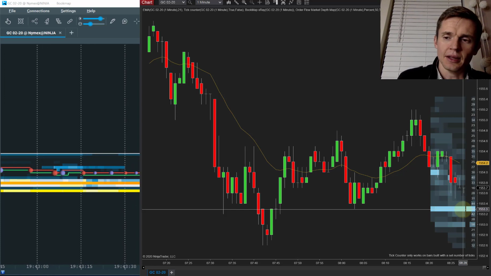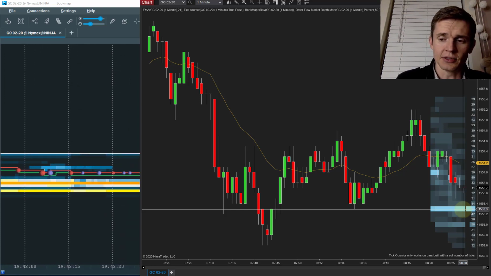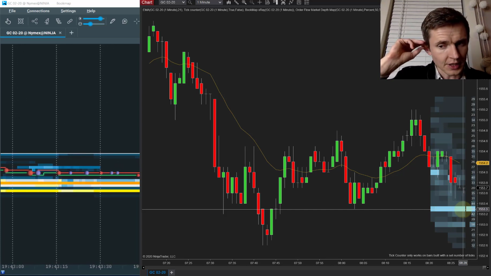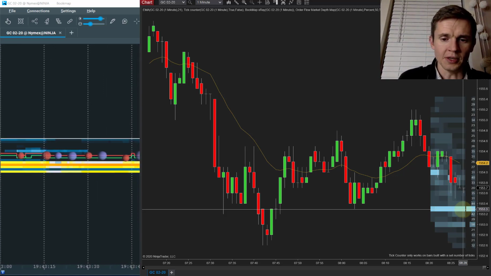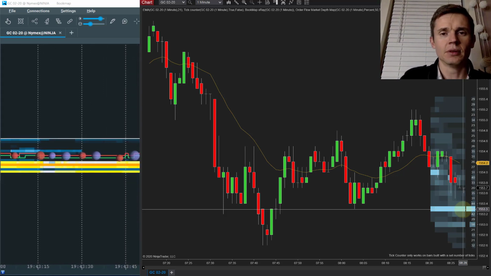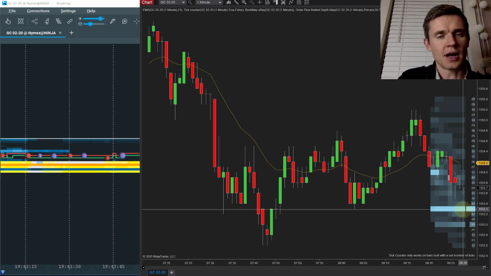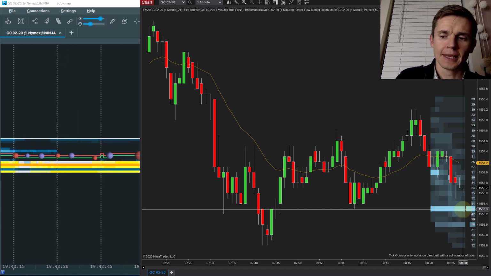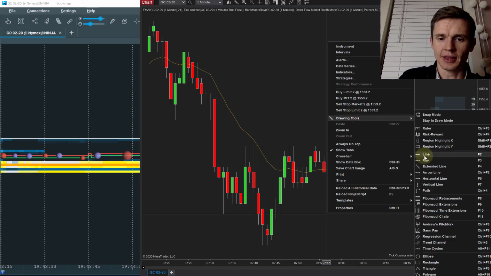All right, so that's really the basic of it. It's going to show you the highlighted areas where there's most volume weighting. Okay, so where this can help you is if you have a level that you're looking at and you want either confirmation or protection.